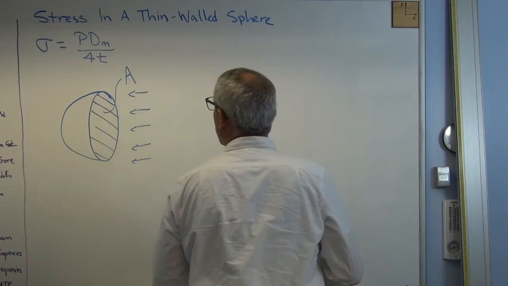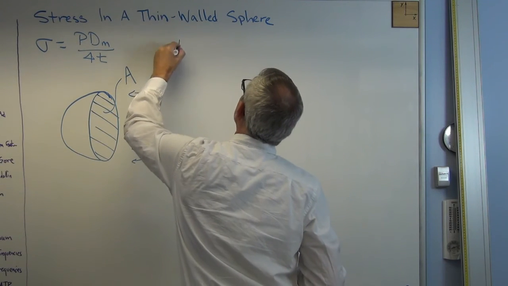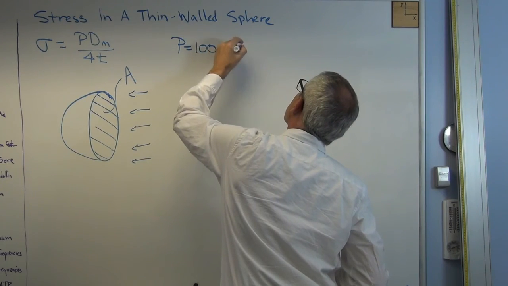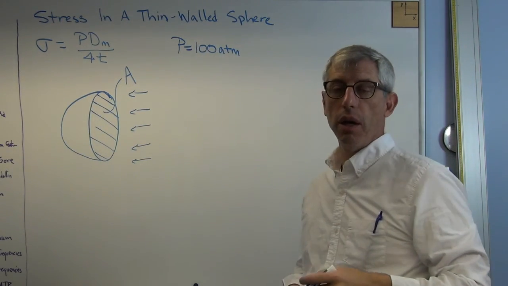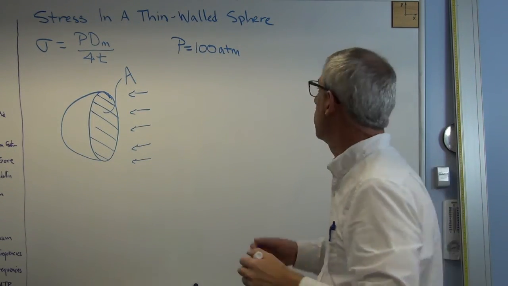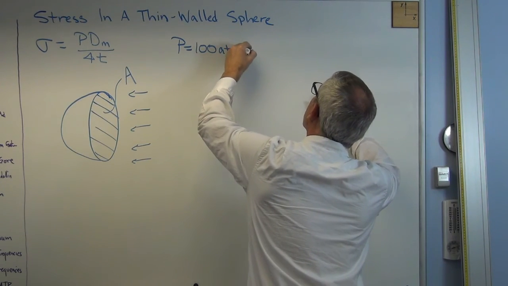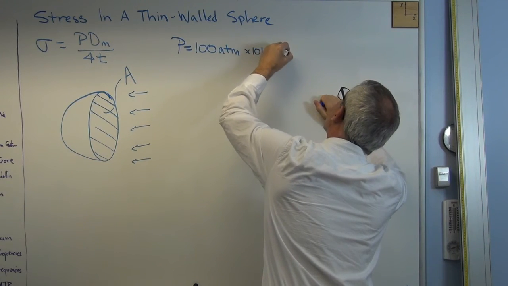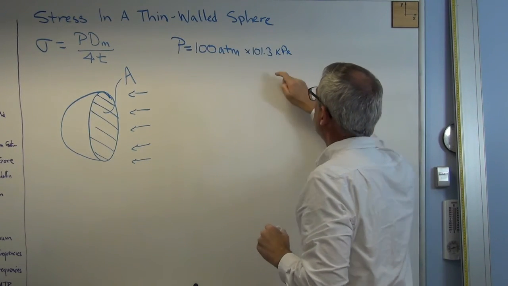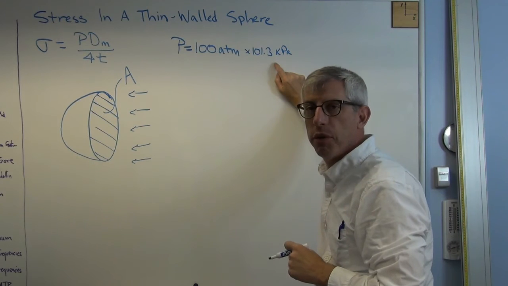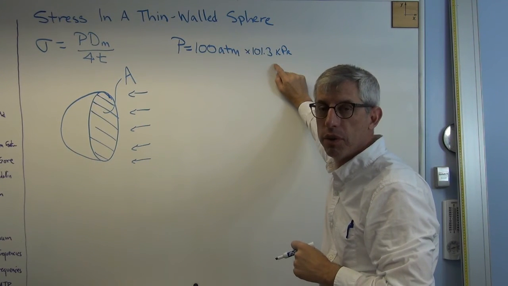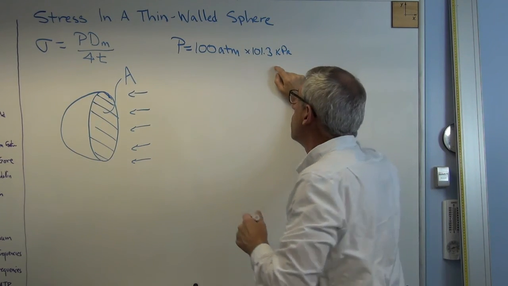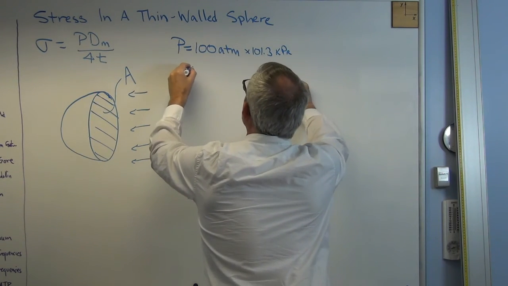Okay. Well, let's calculate the normal stress if P is 100 atmospheres. So it's 100 times the pressure of the atmosphere, and at sea level it's 101.3 kilopascals on average. Okay, that's pressure, atmospheric pressure in the metric system. If you insist on doing it in the English system, it's 14.7 psi, pretty much.